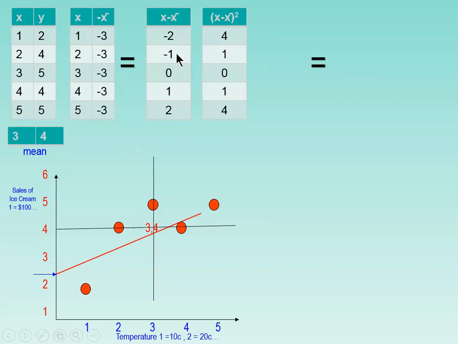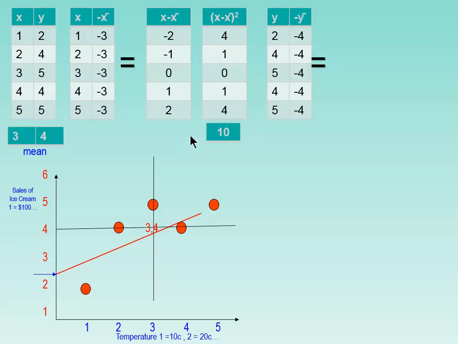All right, so what we do now with these numbers is we square them. 2 squared is 4, -1 squared is 1, etc., on and on. The reason we square those numbers is because we don't want any negative x values. And then we take those squared numbers and add them up.